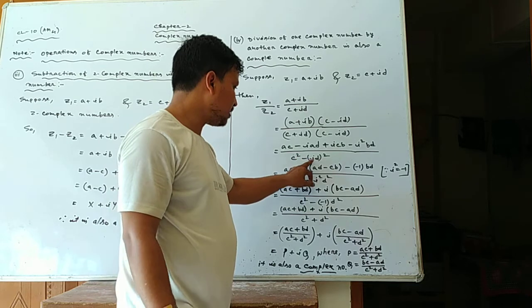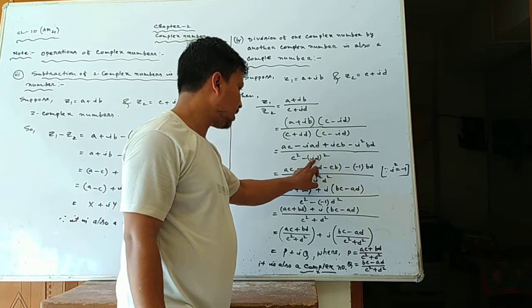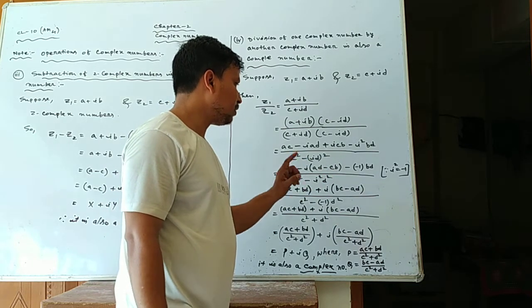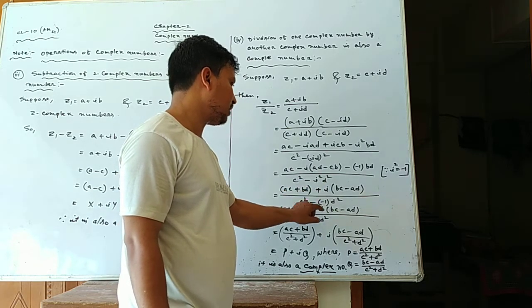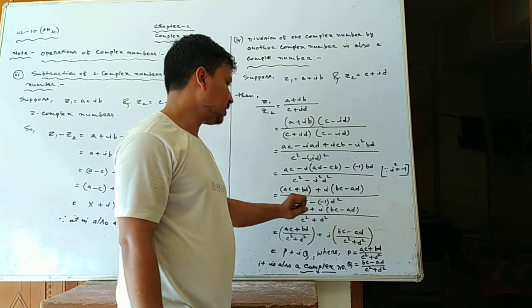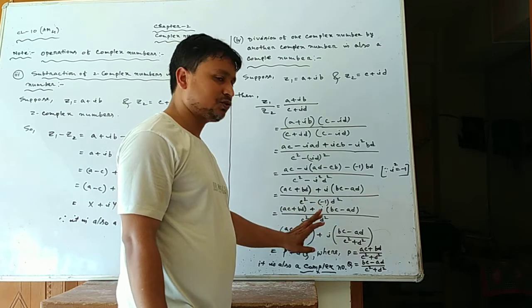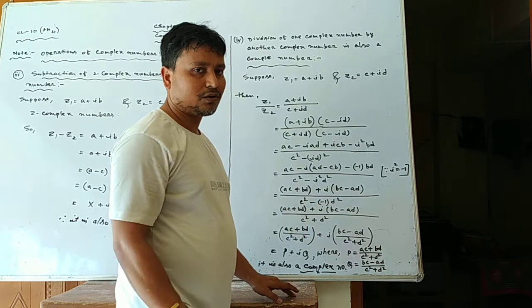So C square minus I square D square. I square equals minus 1. So we write C square minus, minus 1 times D square. Minus into minus is plus. So C square plus D square. That means the denominator is already rationalized.